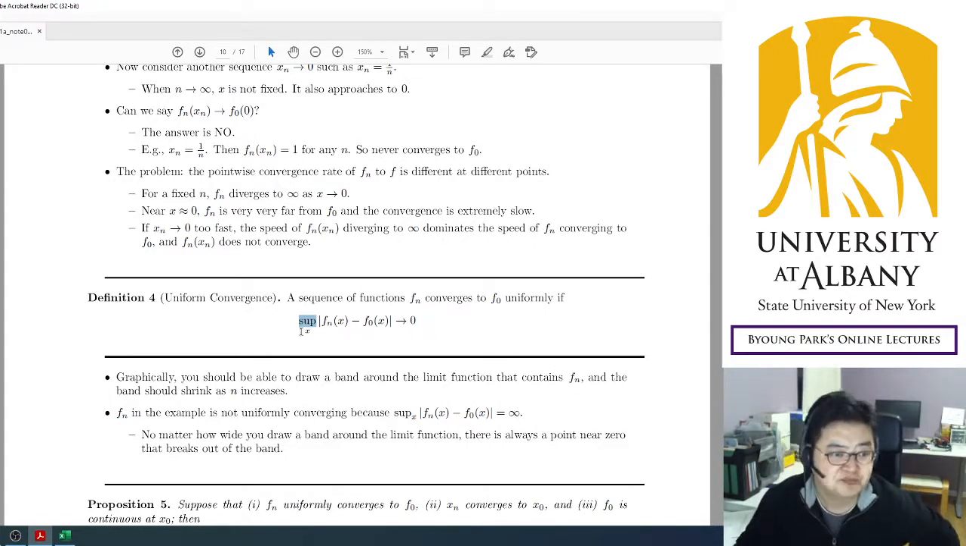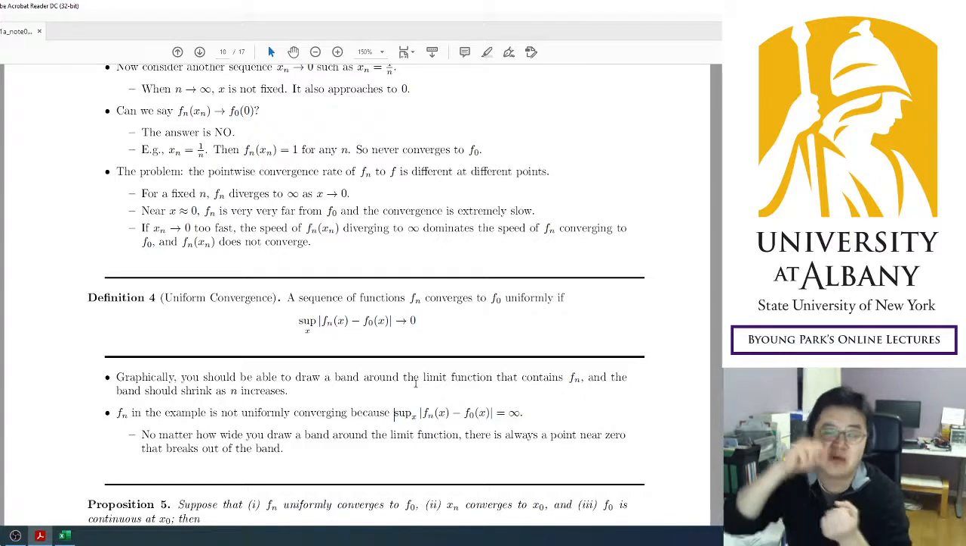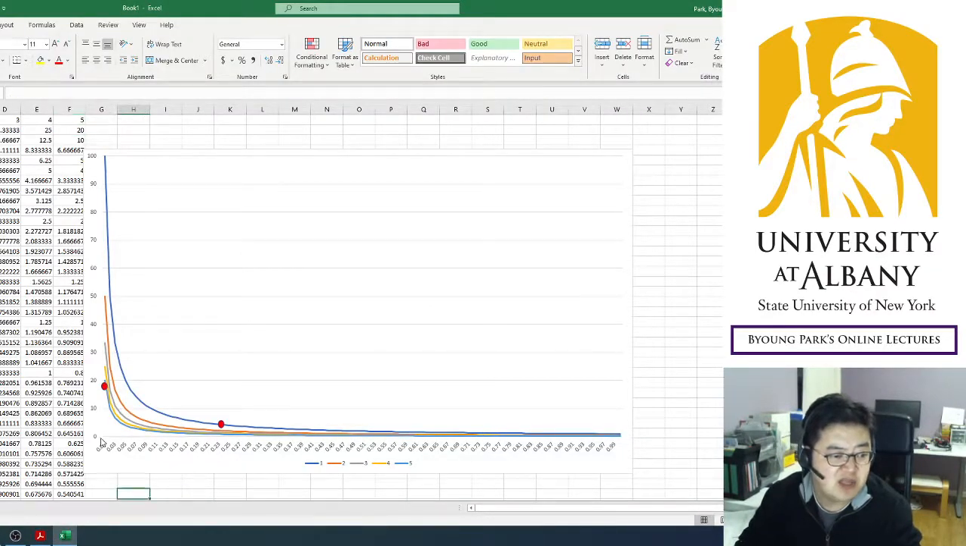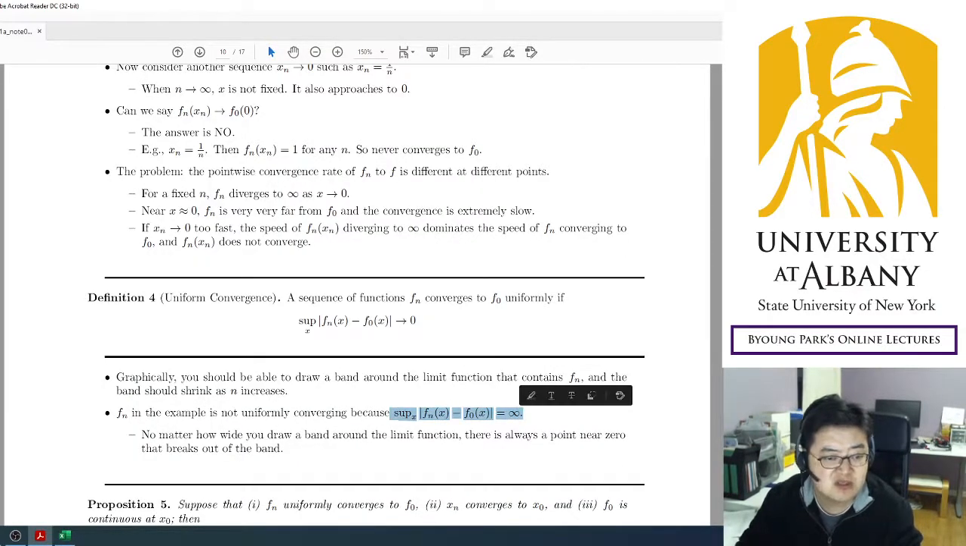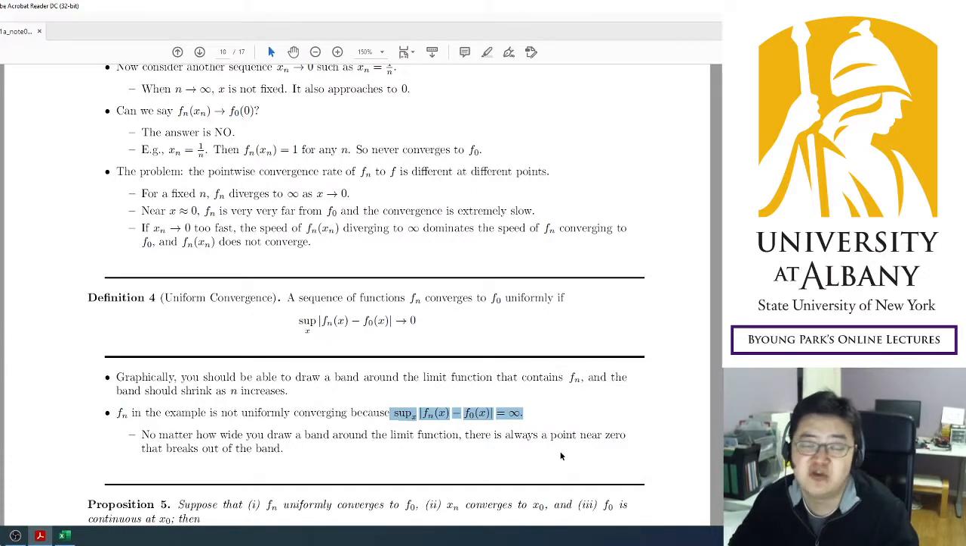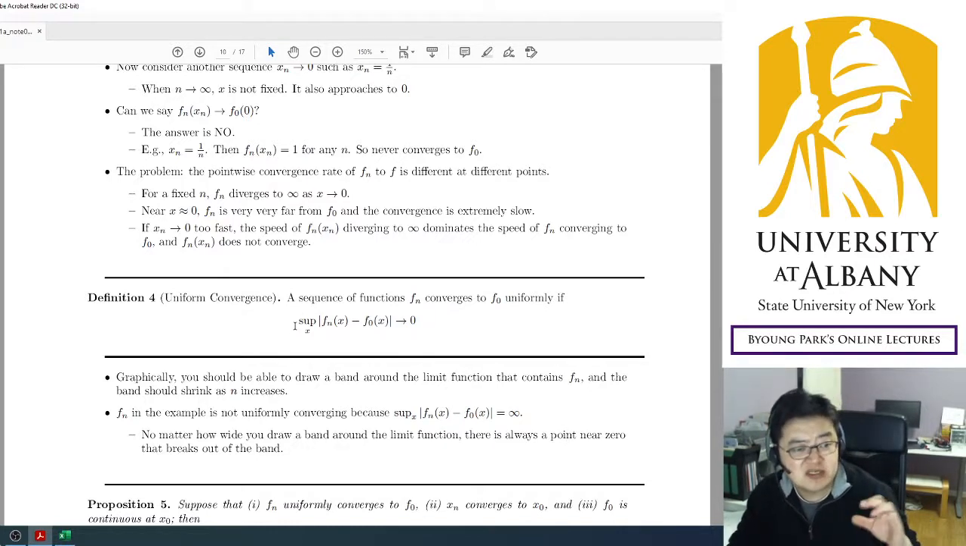And in our previous example, the supremum, the maximum of the difference, is obtained near 0. The difference between the limit, which is 0, and the function is infinity as you move towards 0. Near 0, it will be infinity. Therefore, you can show that this function does not converge uniformly according to this definition.